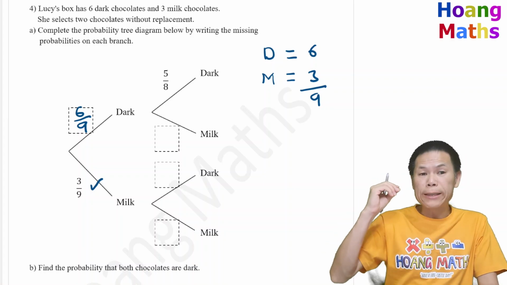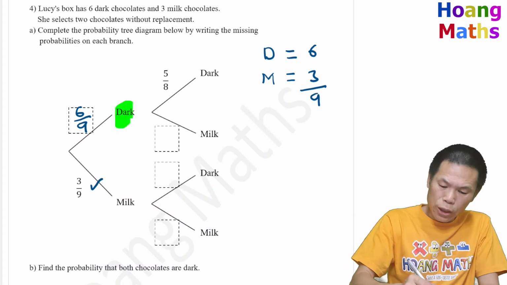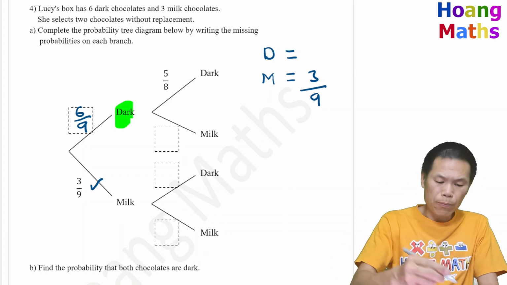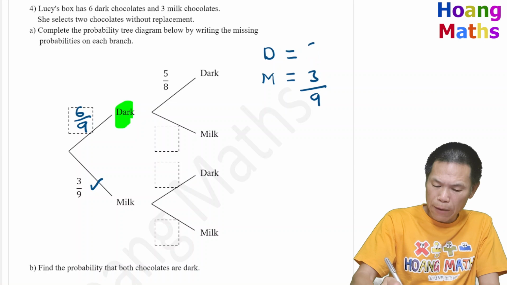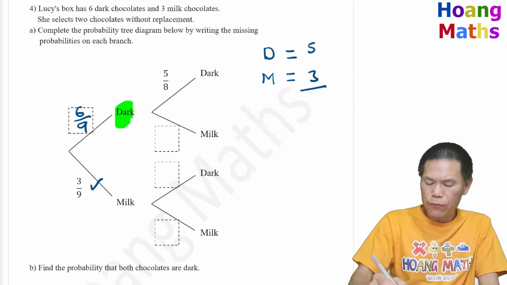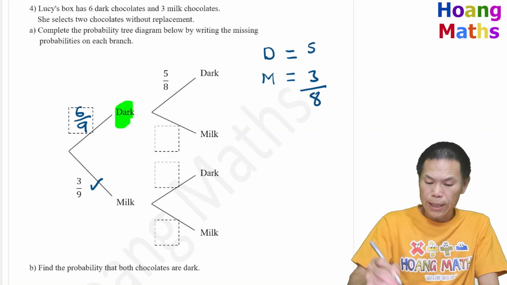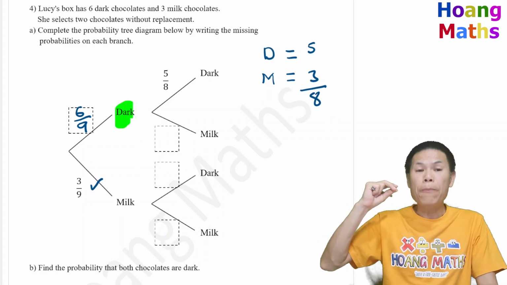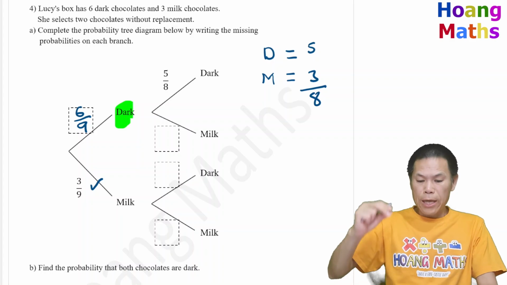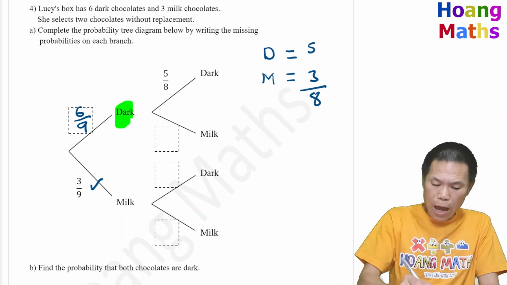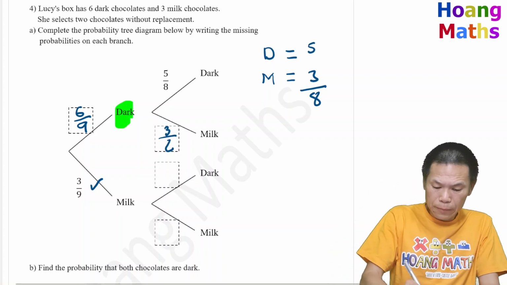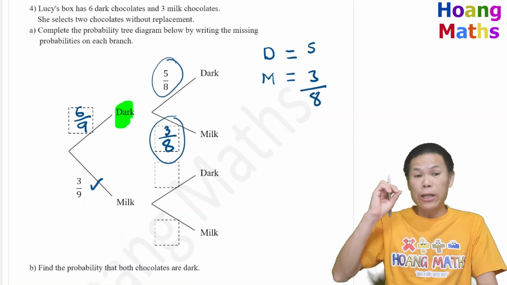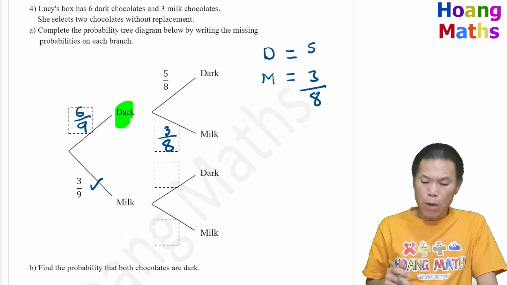Now if a dark chocolate has been drawn, the dark chocolate count goes from 6 to 5 because one of them has been drawn. So the total number of chocolates for the second draw will be 8. The probability of getting a dark chocolate is 5 out of 8, and for milk chocolate 3 out of 8. So this is 5/8, 3/8. Add together, they give me 1 whole. So keep that in mind.